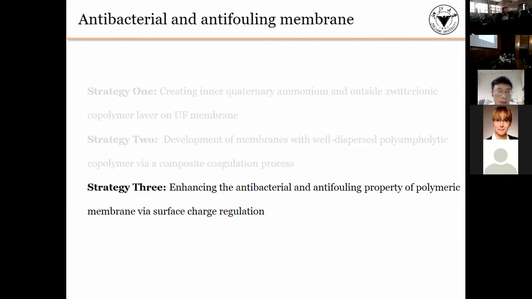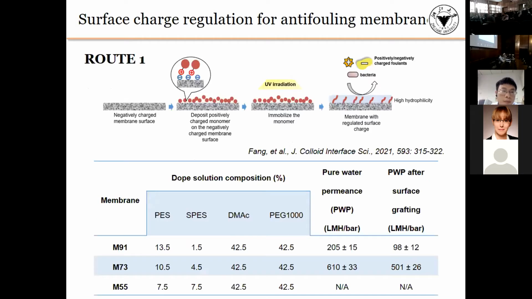Let's move to the next. We introduce strategy 3: enhancing the antibacterial and antifouling property of the polymeric membrane using surface charge regulation. Here is route 1, and that means we have route 2.